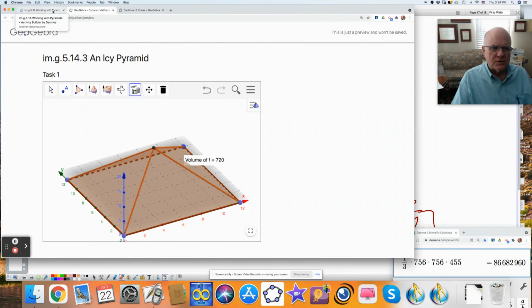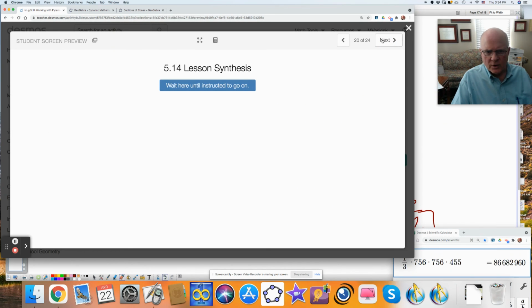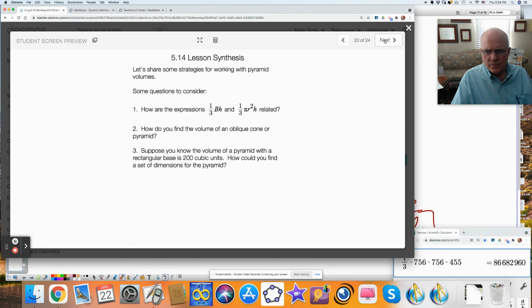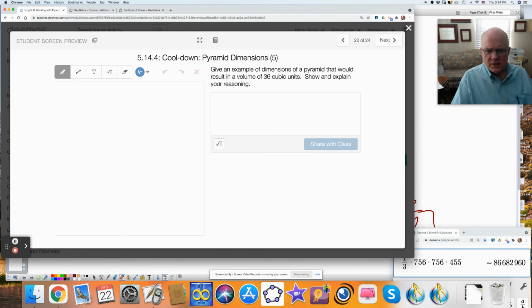And just to see if you understand this, there's a cool down question. You can show me your work. The lesson synthesis: make sure you read the summary. I'm not going to read it here. The idea is, can you write the formula, substitute values, and solve?